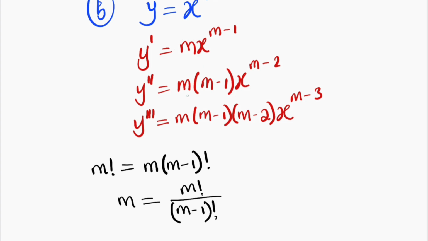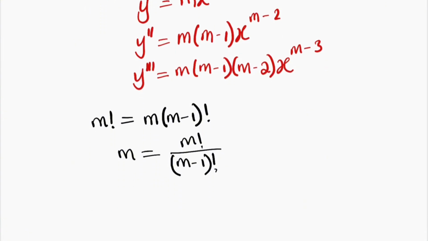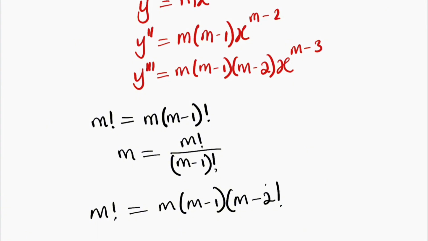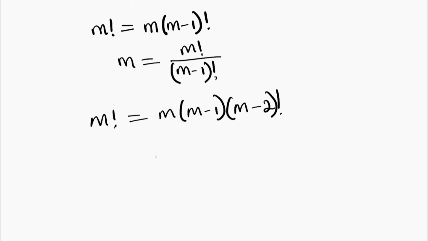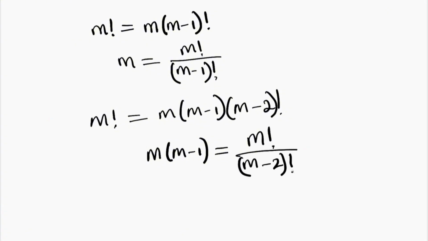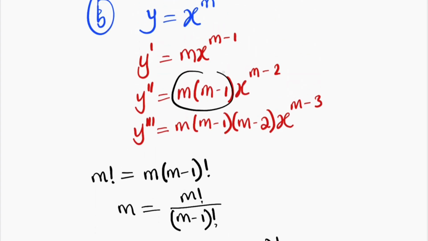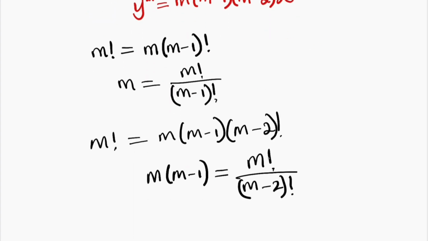So in place of this m, we can write this. So what about the entire this? The entire this, let me show you something. m factorial is equal to m multiplied by m minus 1 multiplied by m minus 2 factorial. So you can see m minus 1 here, right? So m times m minus 1 as the subject will be equal to m factorial divided by m minus 2 factorial. So in place of this, we can write this.